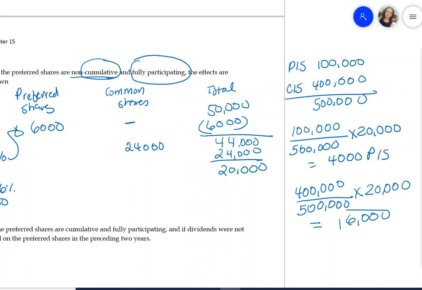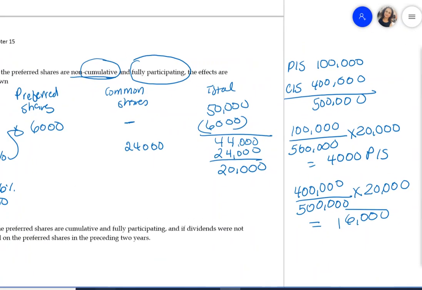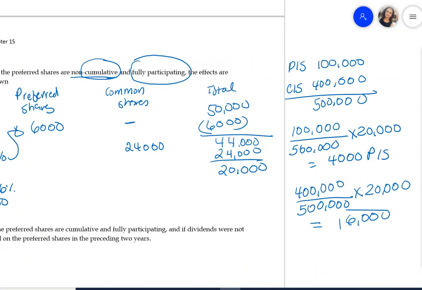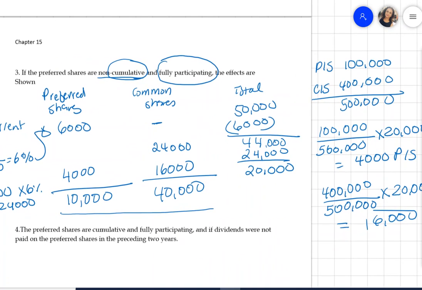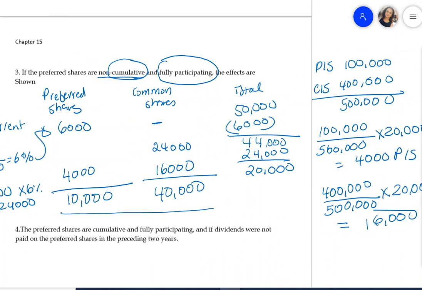So when we are giving them the shares, the dividend, they are going to get 4,000, and they are going to get 6,000. So this is 10,000, and they are going to get 40,000. So we paid them 50,000, but the distribution of those dividends is different because of what is given in the question. In this case, we are given in the question that the shares are non-cumulative and fully participating.